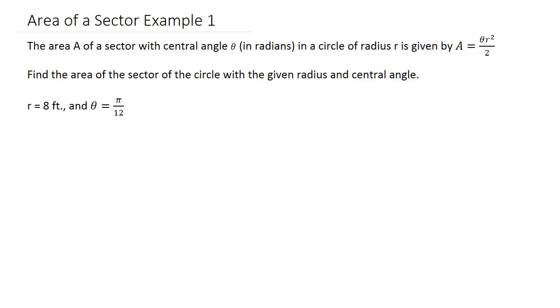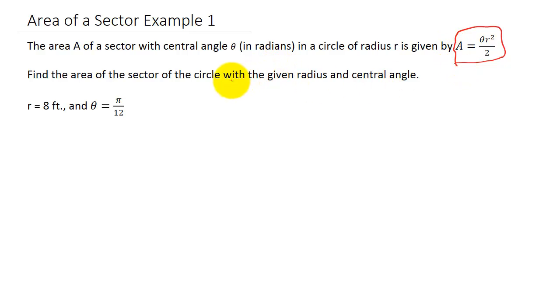Alright, so in this video we're going to look at finding the area of a sector of a circle. So the area A of a sector with central angle theta in radians in a circle of radius r is given by A equals theta times r squared over 2. So here's our formula for the area of the sector of a circle.